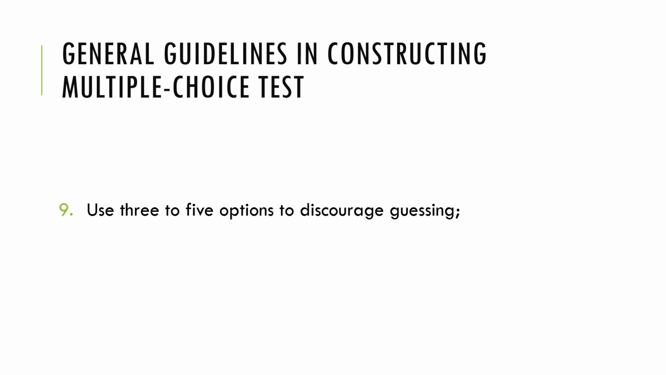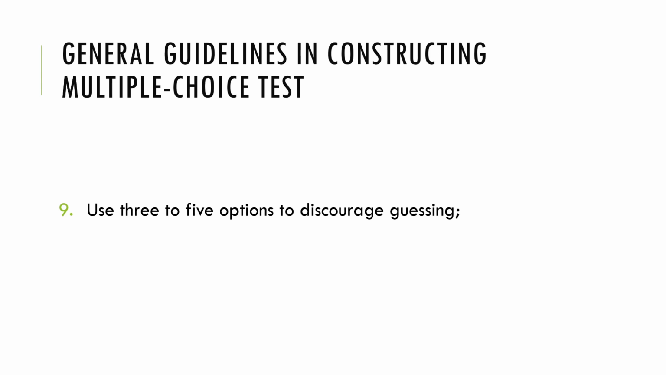Next, number nine, use three to five options to discourage guessing. Huwag naman yung sobrang maliit lang. Huwag naman yung sobrang dami, no? Kasi nga, if there would be very little na option, and then kung marami din, ang gagawin ngayon ng mga estudyante, they will guess now. Nawawalan sila ng gana. Okay, and that is really true.